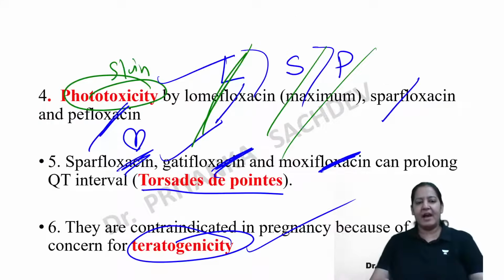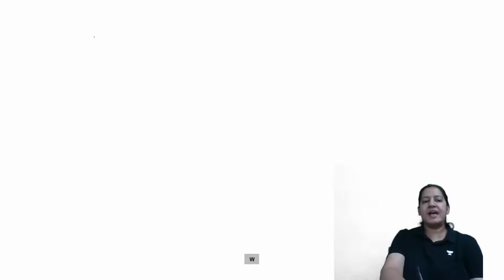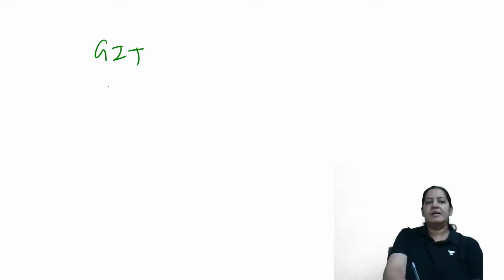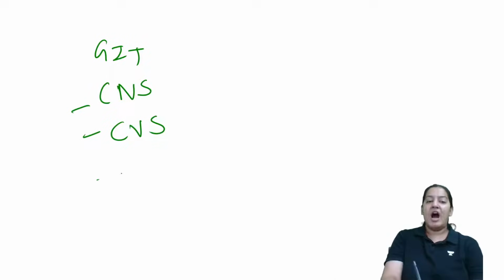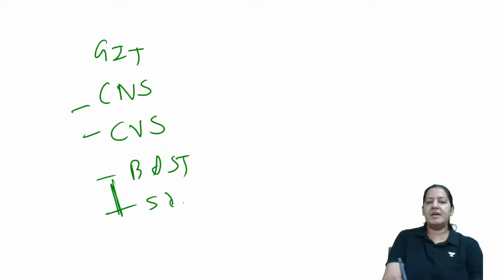So tell me the six side effects again. Will you try the six side effects? So GIT, CNS, CVS. Say together, right? After that, bone soft tissue and skin. Say together. ये दोनों साथ में याद आ जाएंगे. Skin and bone soft tissue. CNS, CVS, GIT, and in the end, say pregnancy.